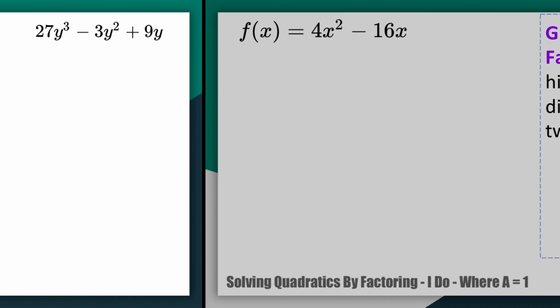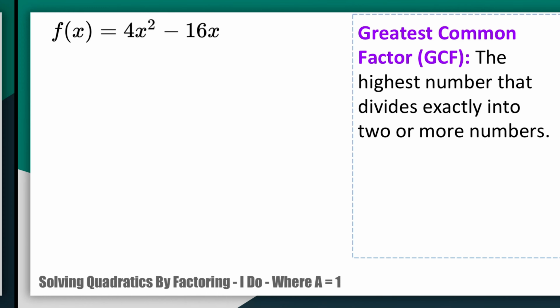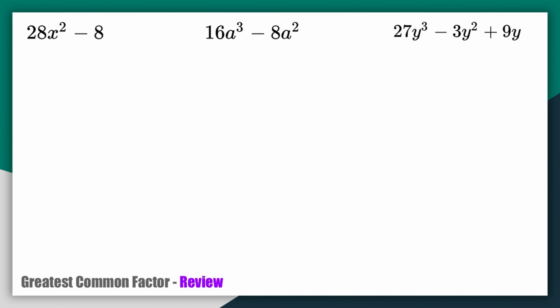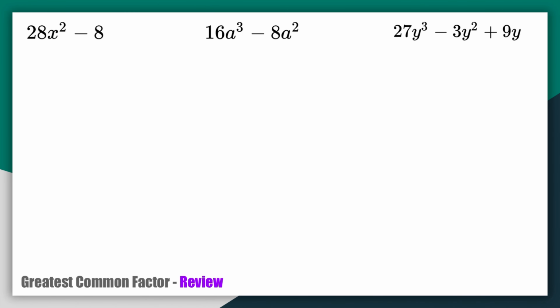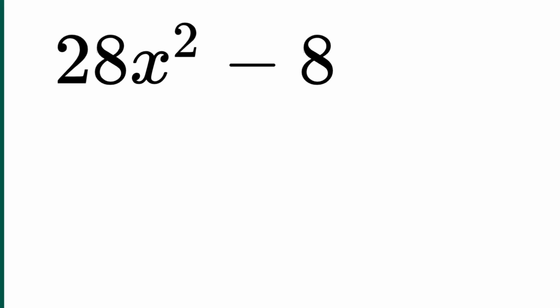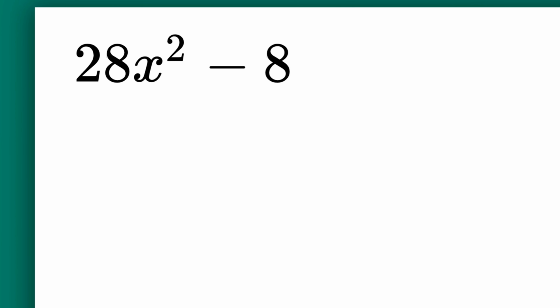Okay. Now, the definition's in the wrong place, okay? All right, so the greatest common factor is the highest number that divides exactly into 2 or more numbers. Now let's look at what that exactly is. Here we have a binomial, 28x² - 8, okay? In order to take out the greatest common factor, we look at both terms. We look at this term and this term, and we ask ourselves, what's the biggest number that can come out of both of those?